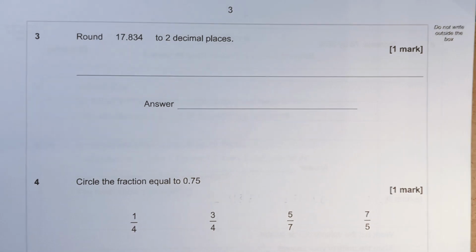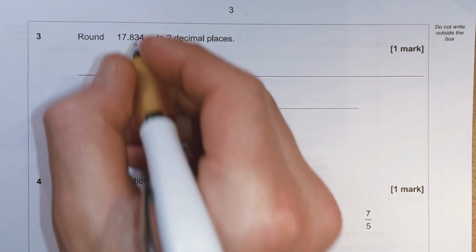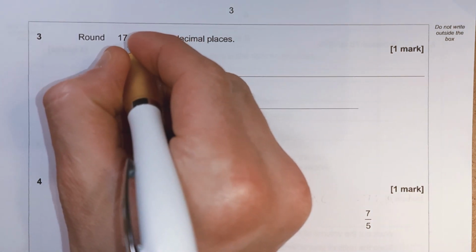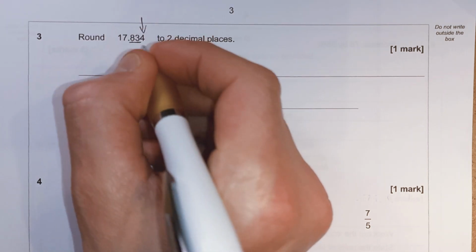Question 3. Round 17.834 to 2 decimal places. Well, 1, 2, that's our 2 decimal places. So we look at the digit after that, which is a 4.